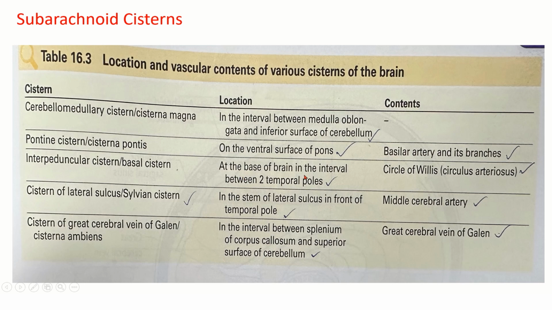So it is at the base of the brain, in the interval between the two temporal poles. The main constituent is the circle of Willis or circus arteriosus. The cistern of the lateral sulcus or Sylvian cistern lies in the stem of the lateral sulcus in front of the temporal pole; its content is the middle cerebral artery. The cistern of the great cerebral vein of Galen or cisterna ambiens lies in the interval between the splenium of the corpus callosum and the superior surface of the cerebellum, containing the great cerebral vein of Galen.